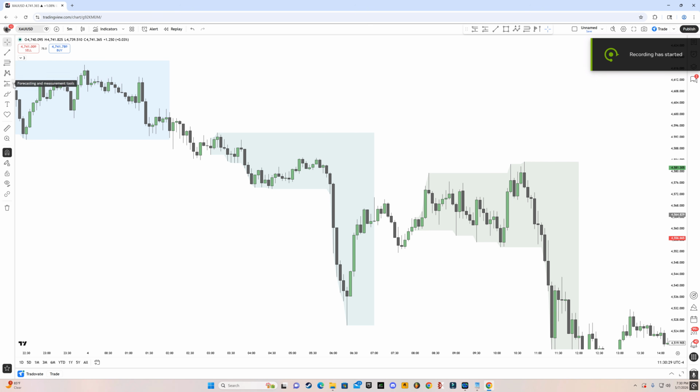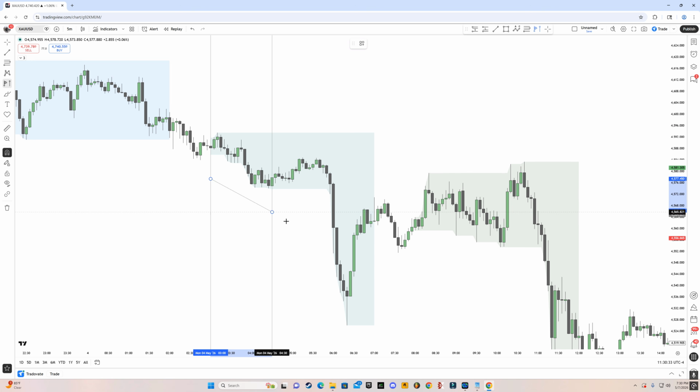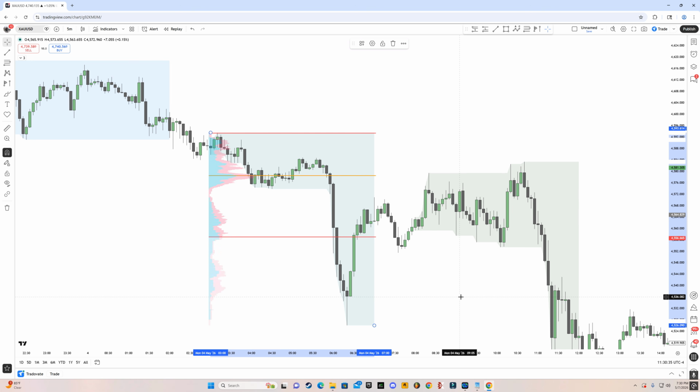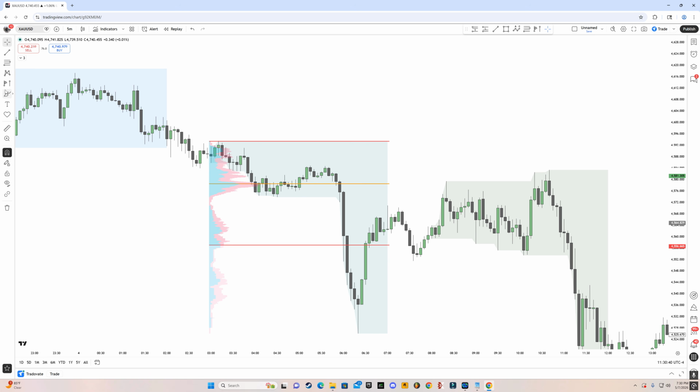So as I said before, you got to use a little bit of discretion. So fixed range volume profile from 3 a.m. till 7. Okay. And now you can see that most of the volume is to the upside. So we can expect higher prices.